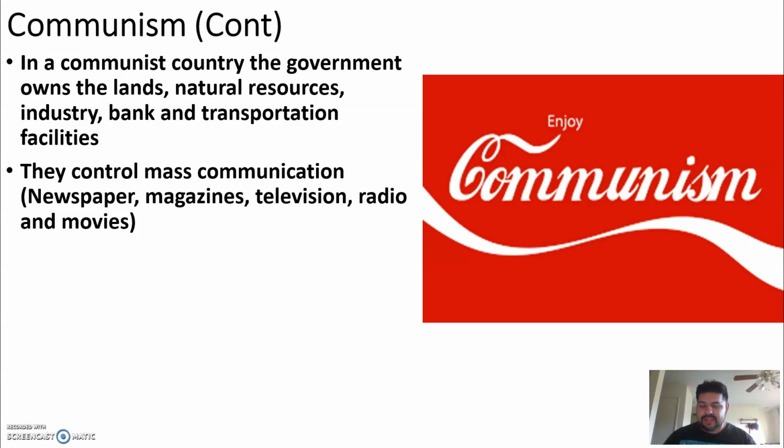Now, the other thing that they control is the mass communication. So, newspapers, magazines, television, radio, movies, all that basically they control. And anything that is saying that communism is bad gets filtered out because they don't want the people to be swayed in any which way, just that they work. Okay, so that is the end of this video.